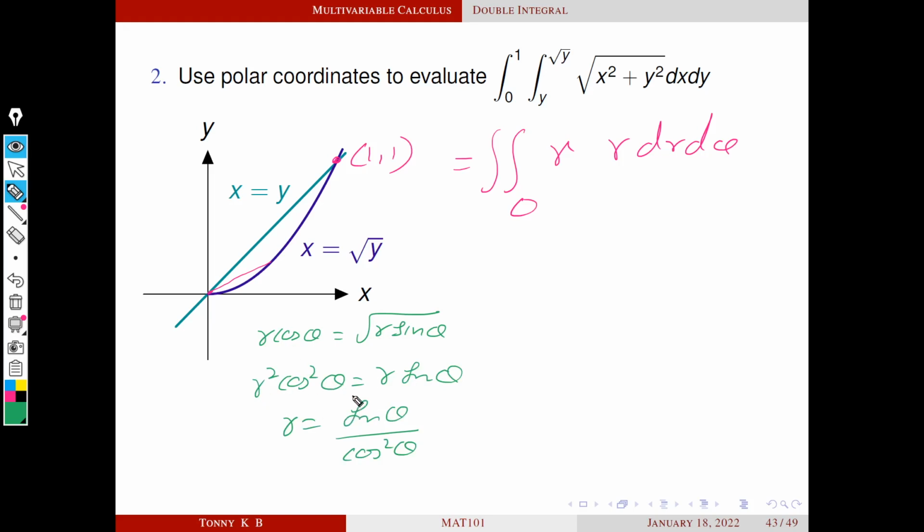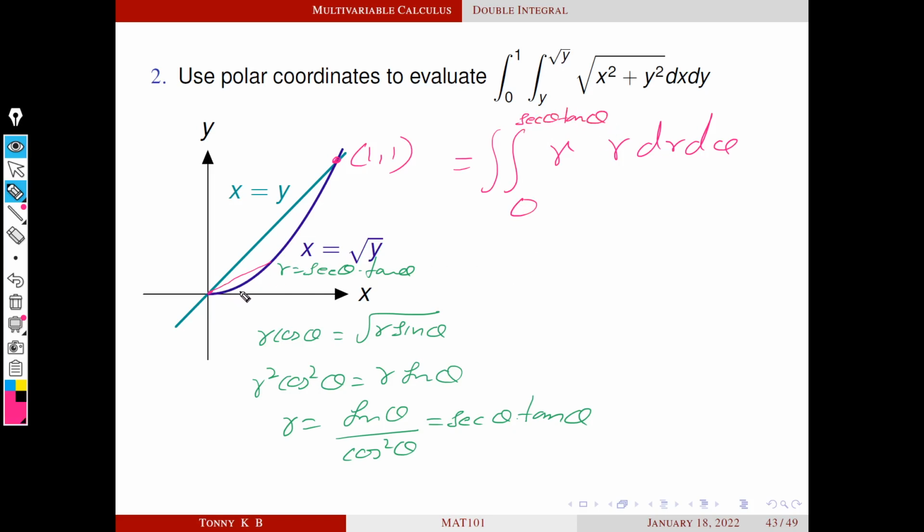Then you can cancel one r and take cos square theta to the right side. So this becomes r equal to sin theta by cos square theta. We can express this as 1 by cos theta into sin theta by cos theta, that is sec theta into tan theta. So r is in terms of theta, right? Now our radius vector is in terms of theta. What is r at this parabola? r equal to sec theta tan theta. So r is varying from 0 to sec theta tan theta.